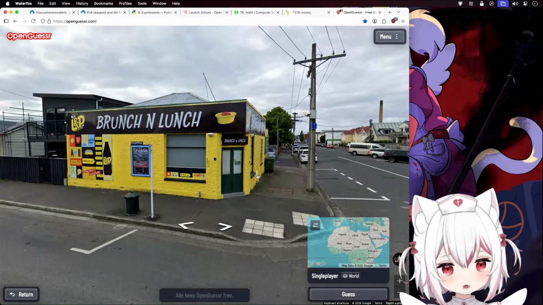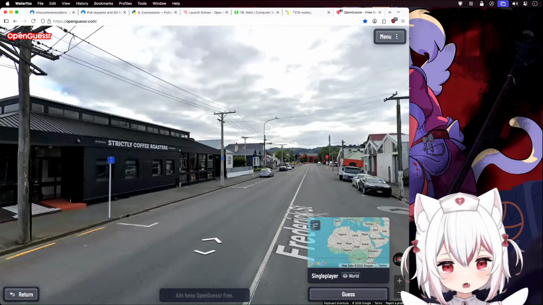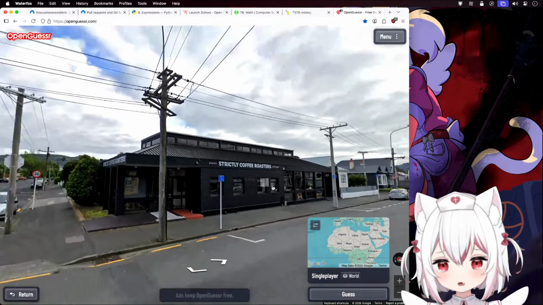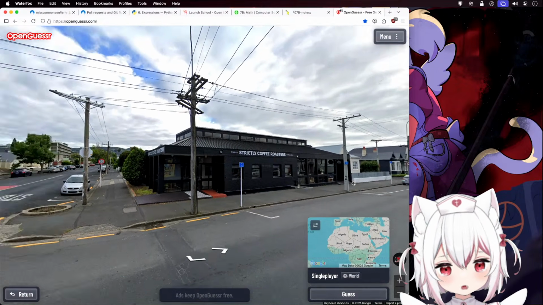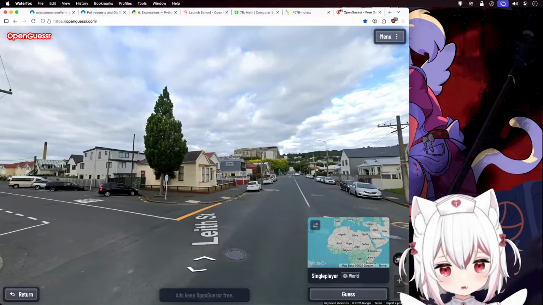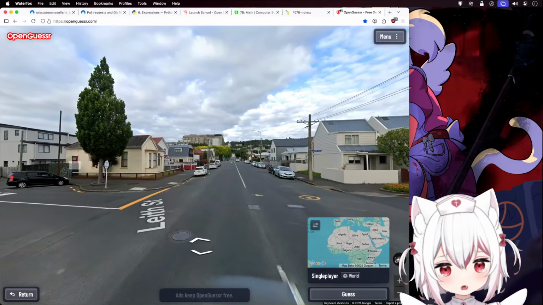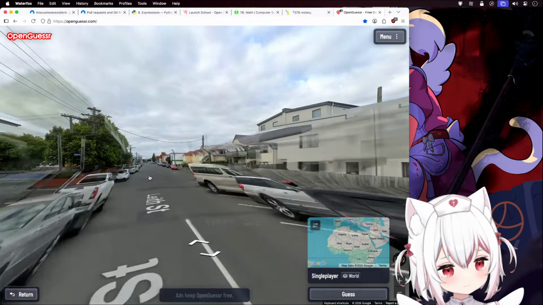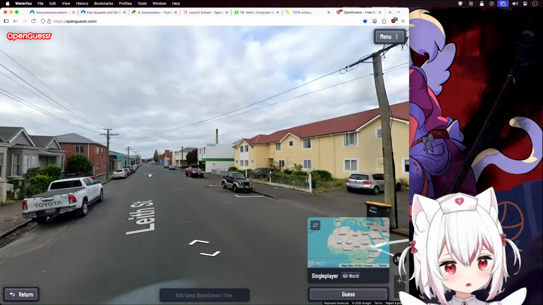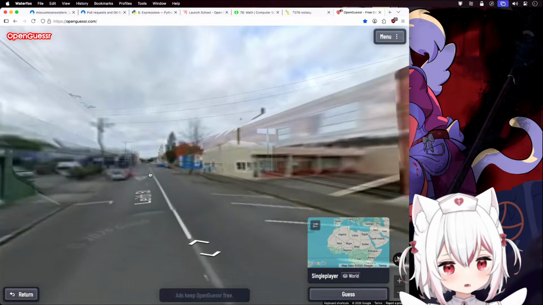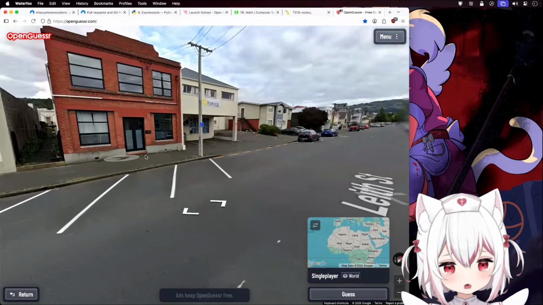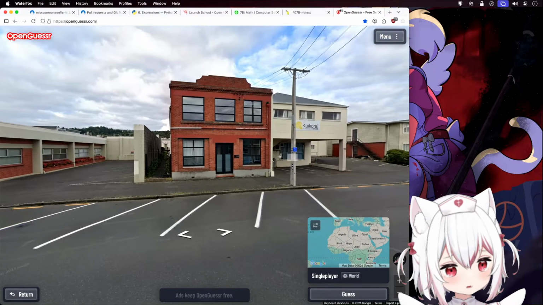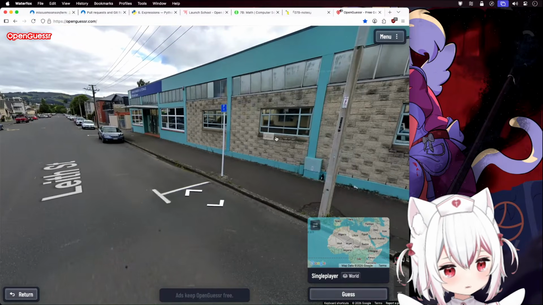Strictly coffee roasters. I actually appreciate the architecture here. This is like way nicer than the US suburbs where everything looks the same. It has a city vibe, kind of like city and small town at the same time. Where the hell is Leith? That's gotta be like a city or something.